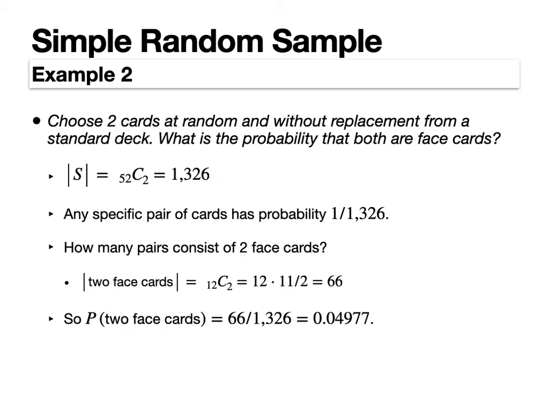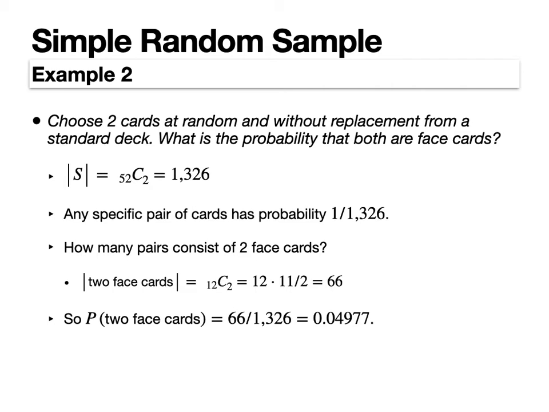Example 2 says, choose 2 cards at random and without replacement from a standard deck. So essentially we have a simple random sample of size 2 from the deck. What's the probability that both are face cards? So we need the cardinality of the sample space. Well, the sample space is all possible pairs of cards that can be chosen from a standard deck. So that would be 52 choose 2. And that turns out to be 1,326. 52 times 51 divided by 2. So any specific pair of cards has probability 1 out of 1,326.